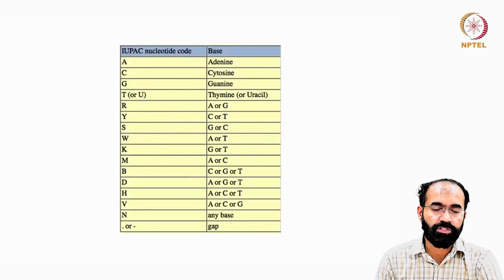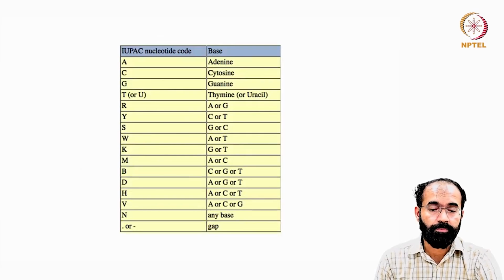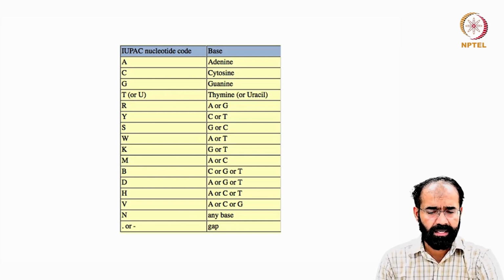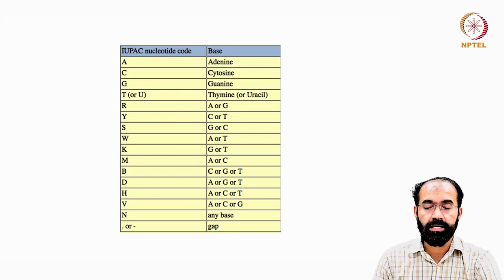For your convenience, we will show that this is the IUPAC nucleotide code: A, C, G and T or U, that is the nitrogen base, that is the nucleotide, and R stands for A or G, which is nothing but purine, and Y stands for pyrimidine, that is C or T, so on and so forth. You can see it, and that is the code which is used in the previous slide.